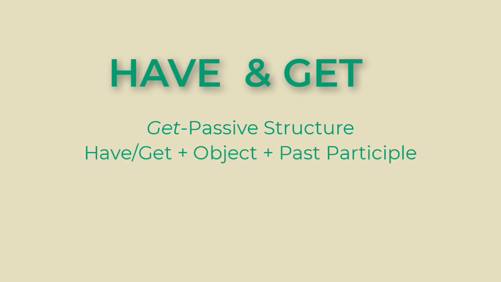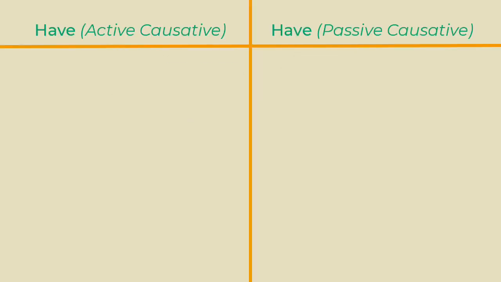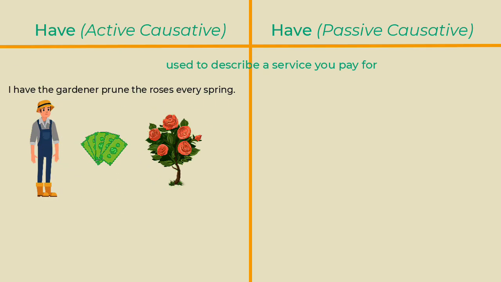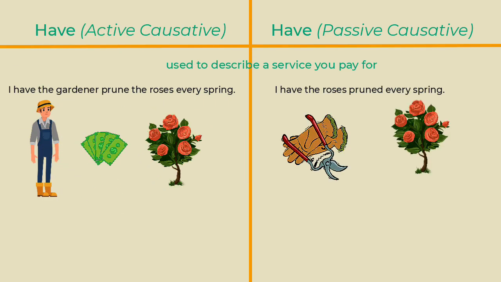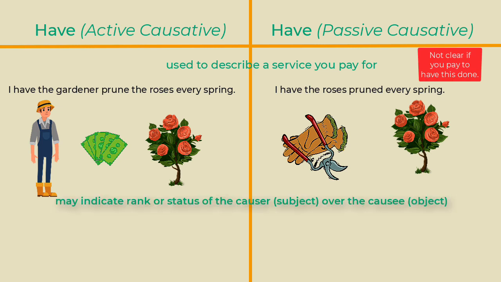Let's go on to have and get. Have and get follow the get passive structure. These are the two verbs that you'll usually learn about when forming the passive causative. It is important to note that there is a shift in meaning from the active causative to the passive causative when using the verbs have and get. In the active, have is used to describe a service you pay for. But it can also add an air or an element of status or rank where the causer is higher than the causee.